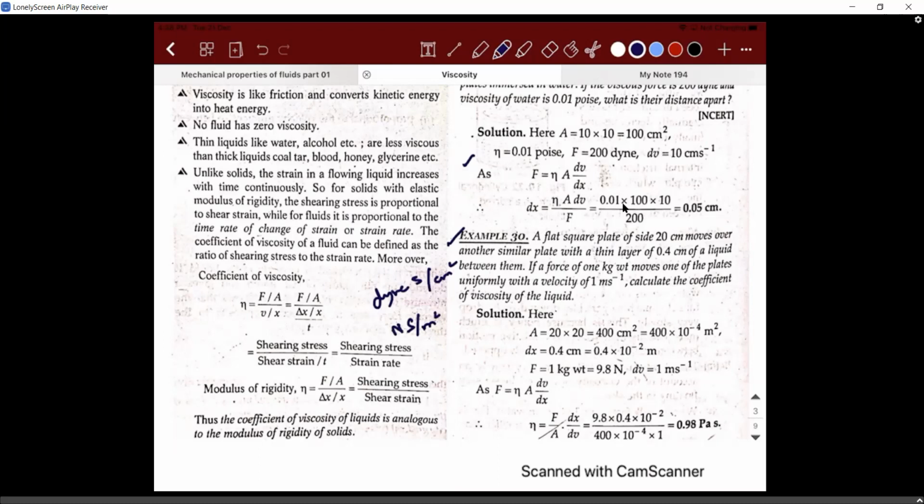But for dyne second per centimeter square, any idea? What is the CGS unit of pressure? It's bar. Okay. Or you can write it as bar second. Are you able to understand? Conversion part, I'm leaving it to you.